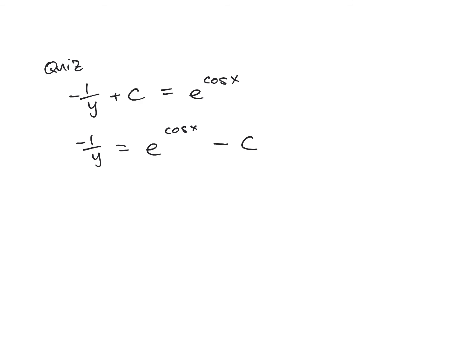And now when I do the reciprocal, I get negative y equals 1 over e to the cosine x minus c. But I have to flip everything together because that's how algebra works. And then if I do the negative, then I can do y equals 1 over and put the negative on the bottom, and that changes the order of the subtraction. So we do c minus e to the cosine x. So that is the correct way to do the constants in this particular problem.